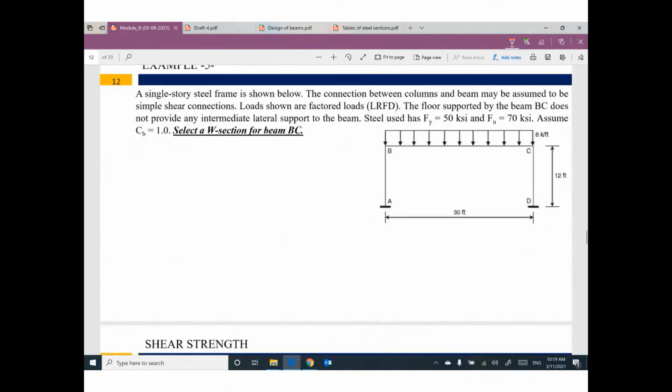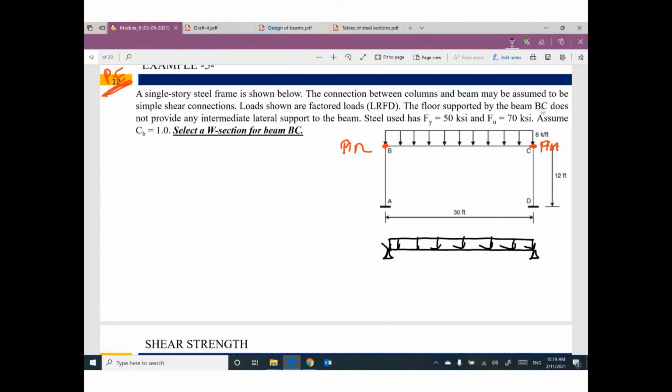Another example. This example is coming from a professional engineer exam. We have a single-story steel frame shown below. The connection between the column and the beam may be assumed to be a simple shear connection. This connection and this connection can be considered pin. What does it mean? It means this beam looks like a simply supported beam, like this, with the uniform distributed load.